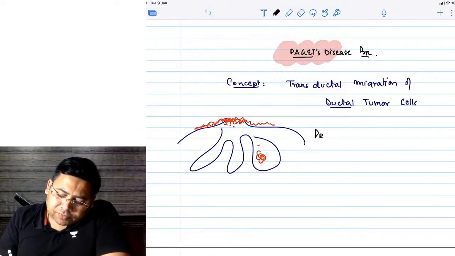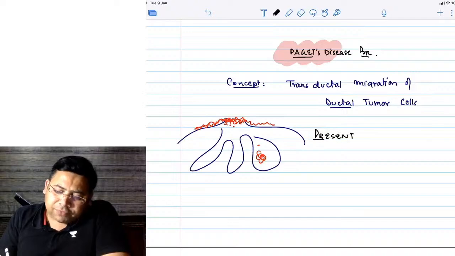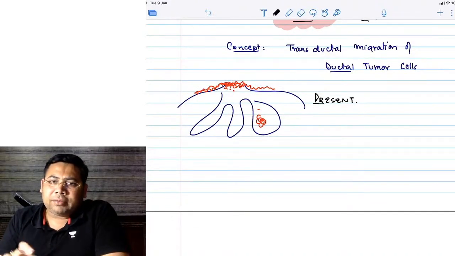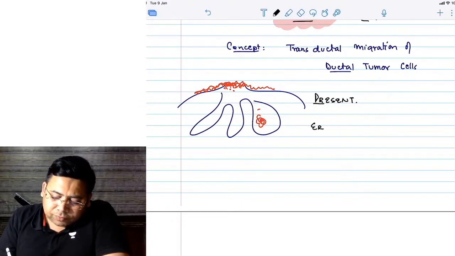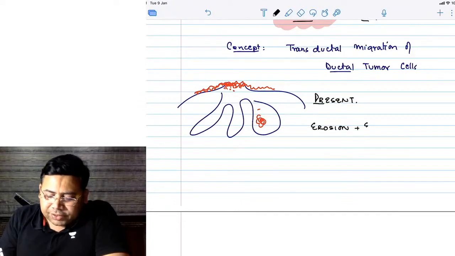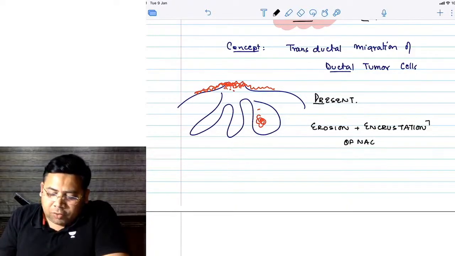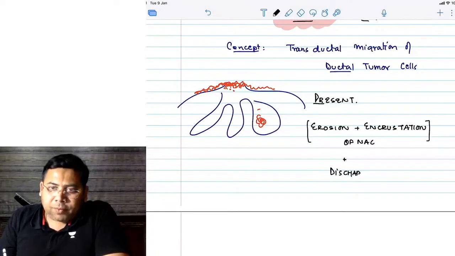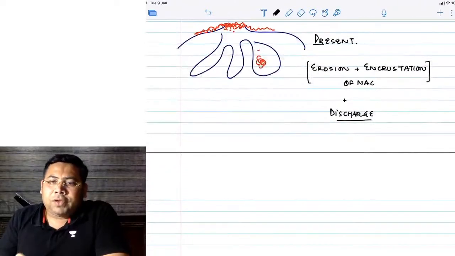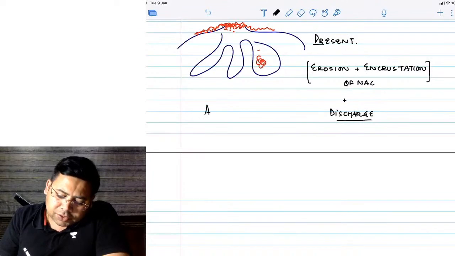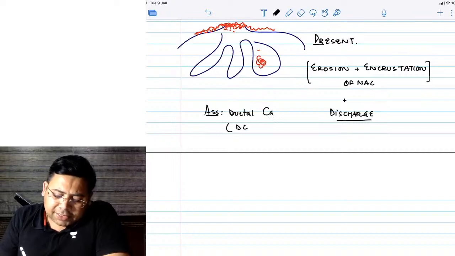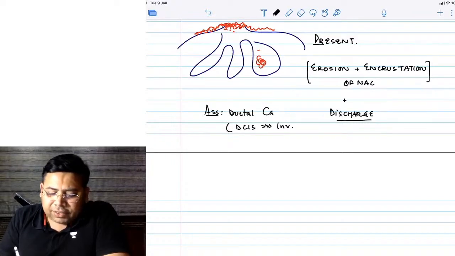So what is the presentation? If the nipple areola complex is not involved, then it could be anything but not Paget's. So erosion plus encrustation of the nipple areola complex. Along with that, there may be discharge. Always remember, the nipple areola complex has to be involved. This is associated with ductal cancer. Now, what ductal cancer? DCIS more frequent than invasive ductal cancer.